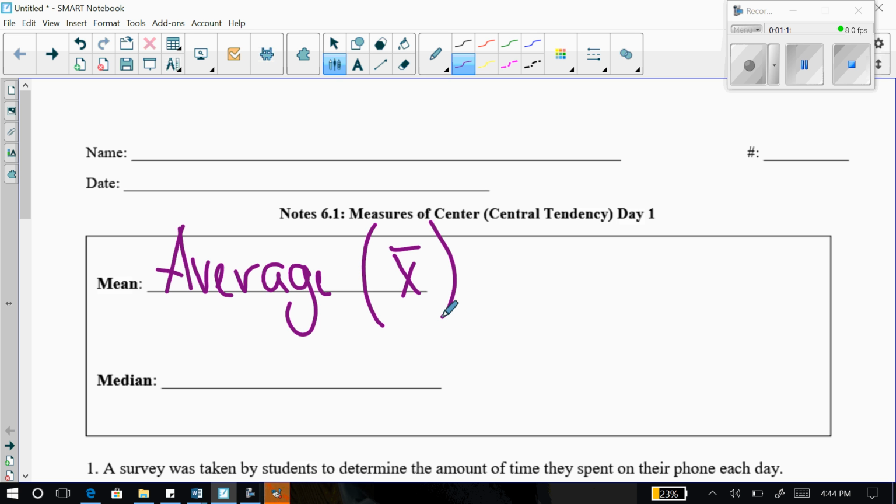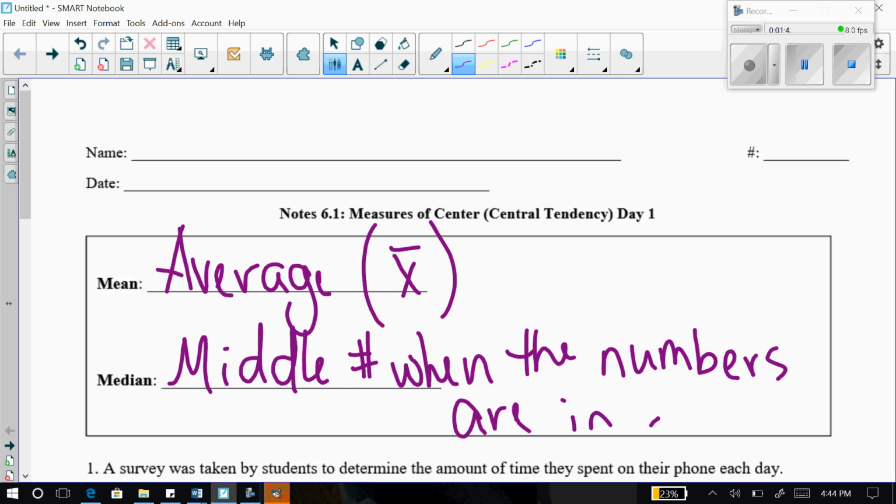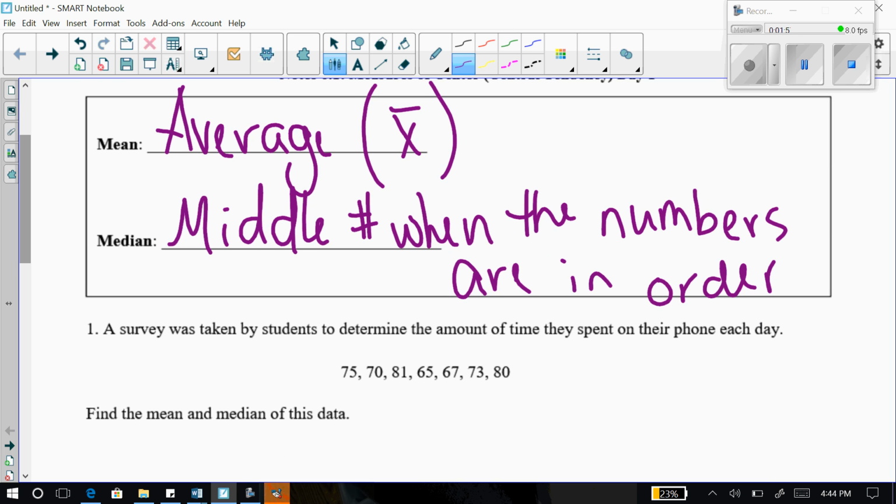The next word we're going to talk about today is median, and that means middle. The middle number when the numbers are in order. And I'll again explain what that means in a second. So we have the mean, which is about the average, and the median, which is the middle number when the numbers are in order. So let's read an example here together.